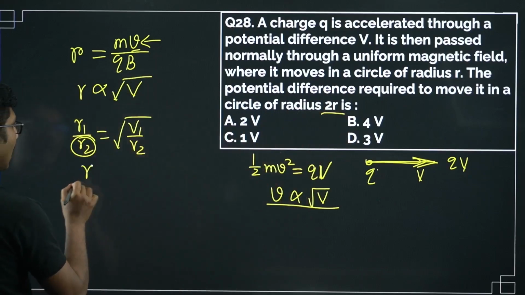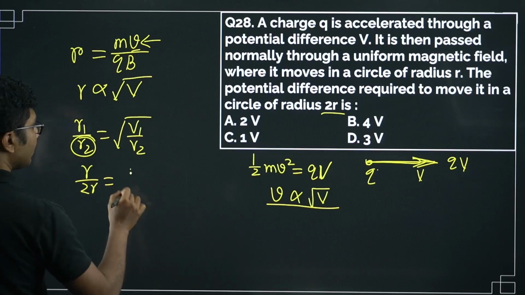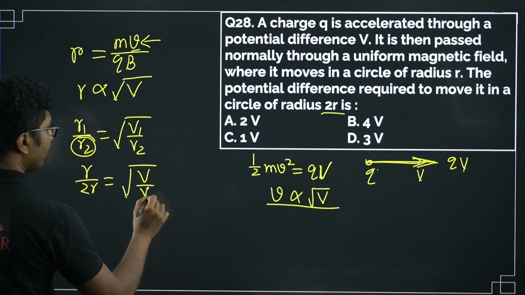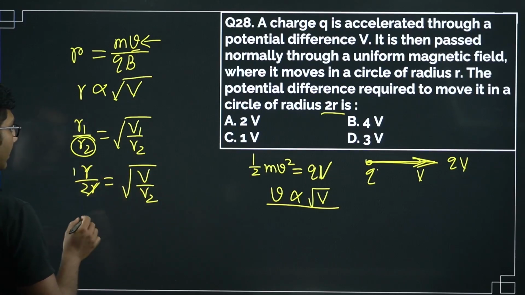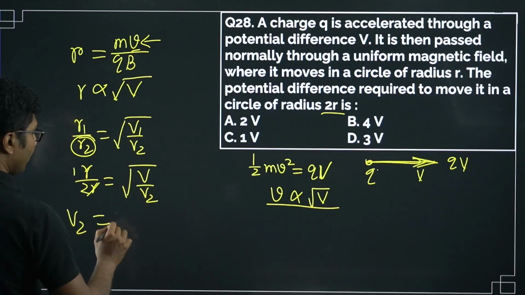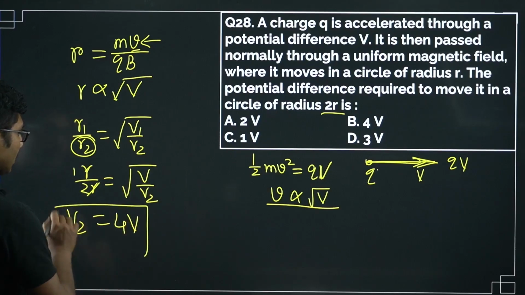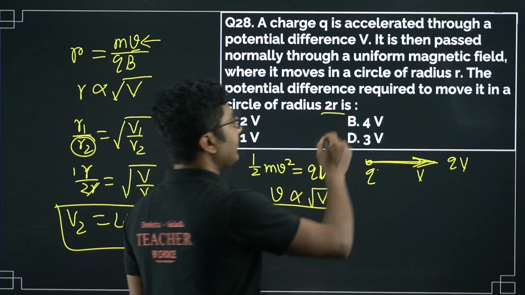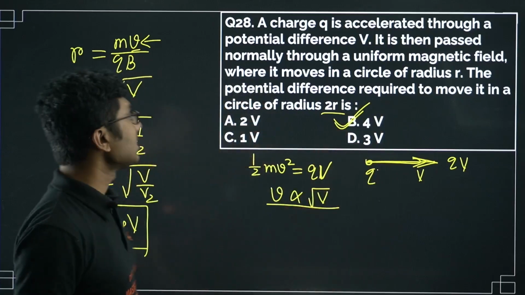R2 is twice r. So r by 2r equals v by v2. Just cancel, you will get v2 equals 4v. Okay, square, you have to do the square. So it will be 4 times v is the correct answer for this question.